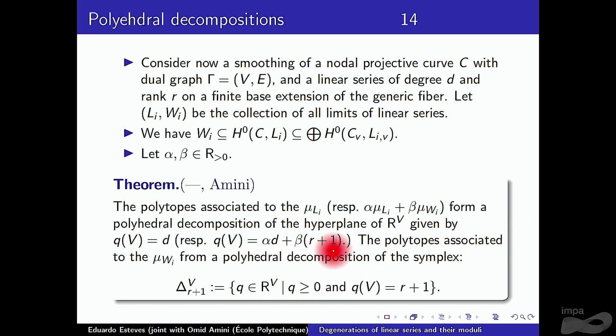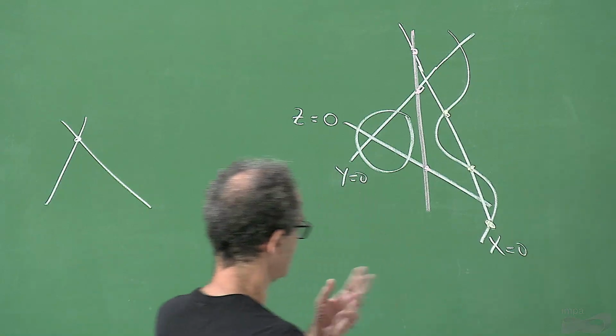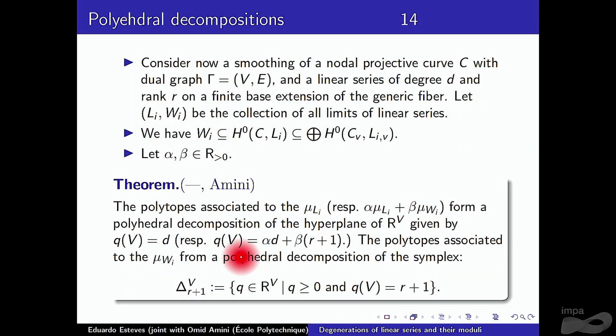But now the total value depends on alpha and beta. So let me show you some pictures to show what are the shapes of these polytopes. So in the pictures, we'll basically be talking about this curve here, the triangle. So it has 3 components. So I'll be looking at R^3, but since the sum is fixed, I'm going to project into the first components. So what you're going to see is a planar description of this polyhedral decomposition.